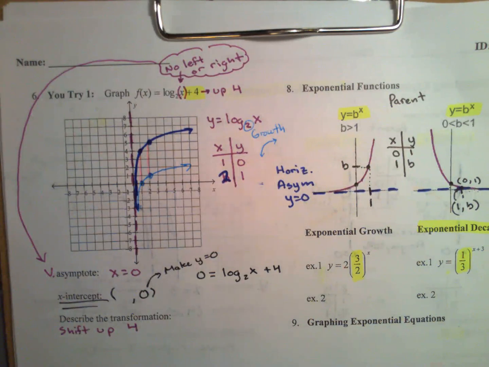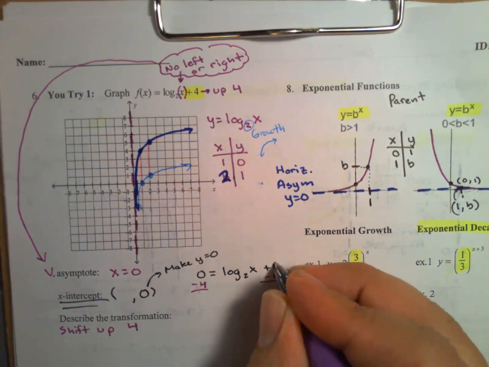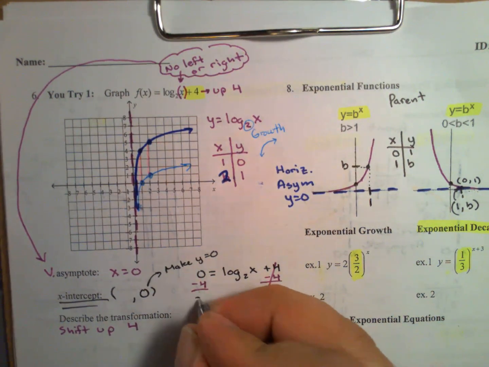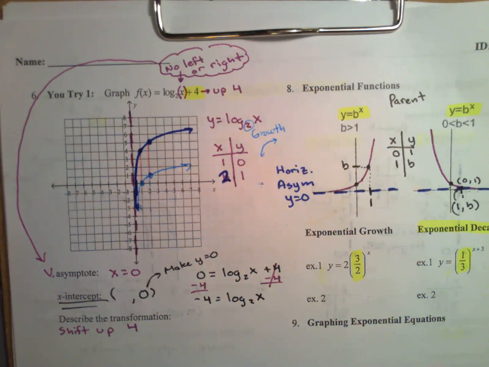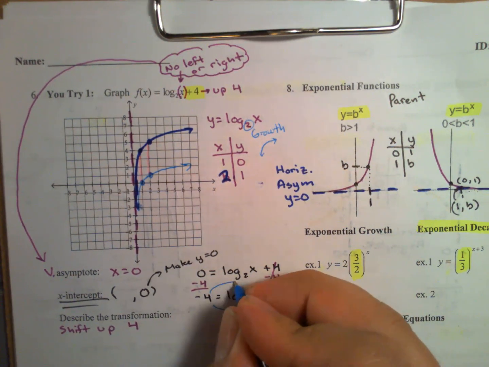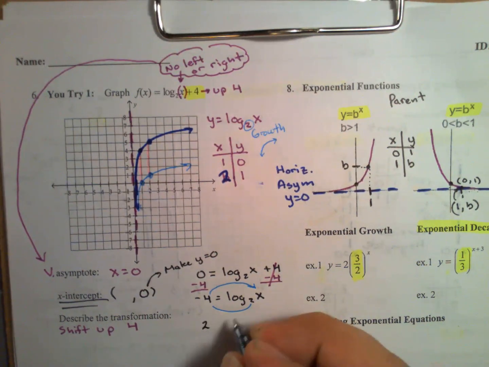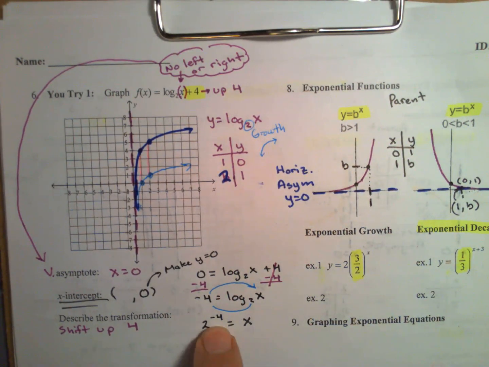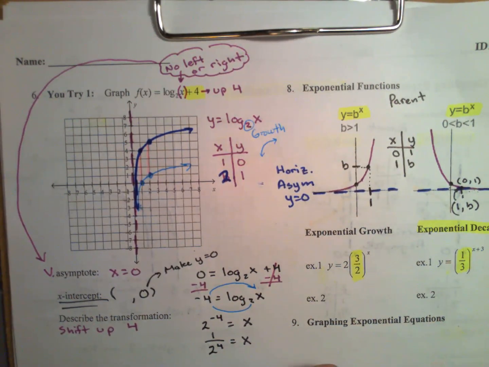And now we're going to bring in our skills that we've been practicing. I'm going to subtract the 4 because we don't work with that. So now I have negative 4 is equal to log base 2 of x. And this is what we've been practicing, everybody. I want to turn this into an exponential. I want to get rid of the log because I'm trying to get the x by itself. So look at what it says. 2 to the negative 4th power is equal to x. 2 to the negative 4th is the same as 1 over 2 to the 4th. And of course, that becomes 1 over 16.